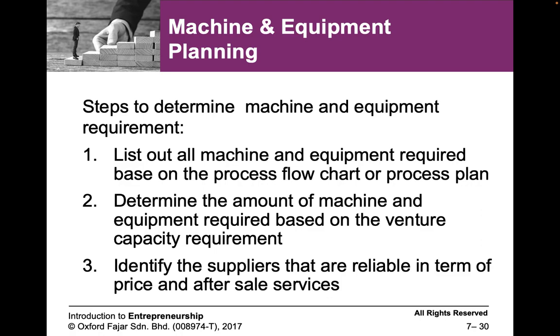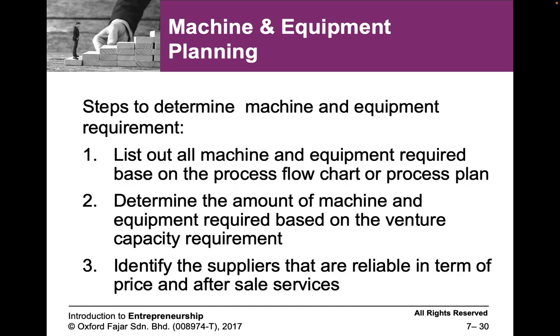Next is machine. So after you have identified the materials that are required in order to produce the product, the next step is you must identify the machine and equipment that is required to produce the product. Okay, machine. Steps to determine machine and equipment requirement. Number one, list out all machine and equipment required based on the process flow chart or process plan. Next is determine the amount of machine and equipment required based on the venture capacity requirement, and then identify the suppliers that are reliable in terms of price and after sales service.